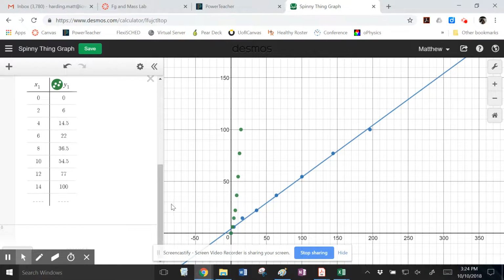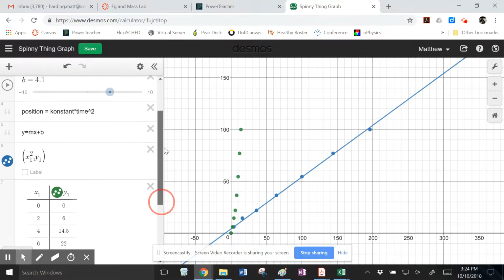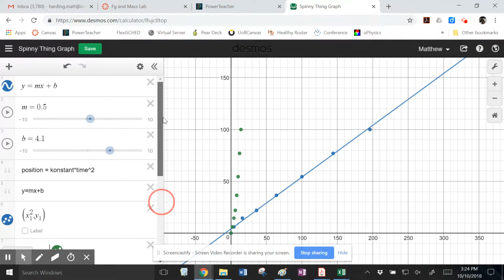Okay. So now I'm feeling a little bit better about things. I'm going to exclude data. I only want data when it's speeding up. If it's clearly not speeding up, I'm going to clearly get rid of that data. So it looks like my slope on this linear form graph of position versus time squared, the slope is 0.5. What are the units on that? I'm going to put some thought into that.